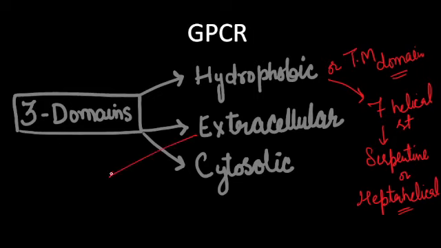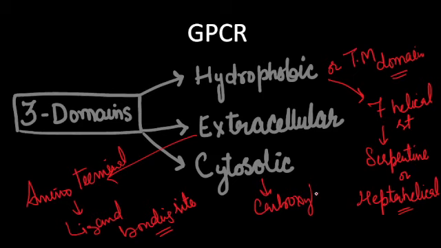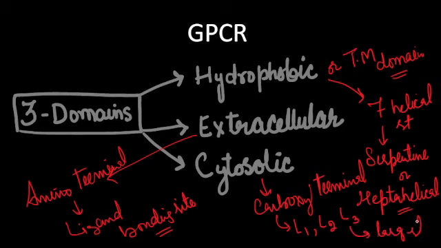Now, the extracellular domain we also call the amino terminal. Remember that it acts as the ligand binding site. Then we have the cytosolic domain, or we call it the carboxy terminal. Remember, as I have already told you, there are three loops, L1, L2, and L3, and among all these loops, L3 is the largest loop. This is the largest one.